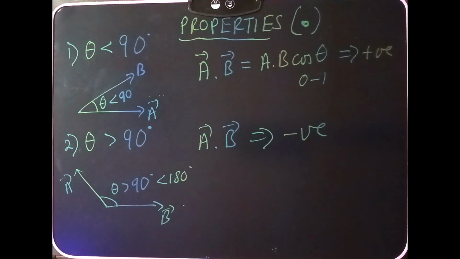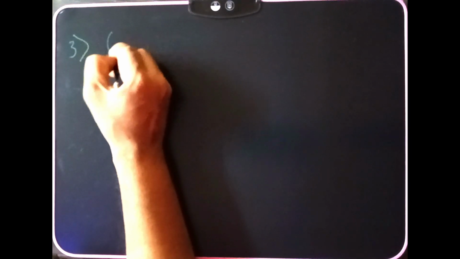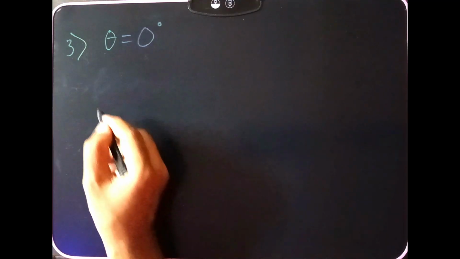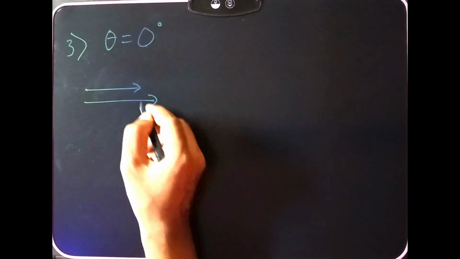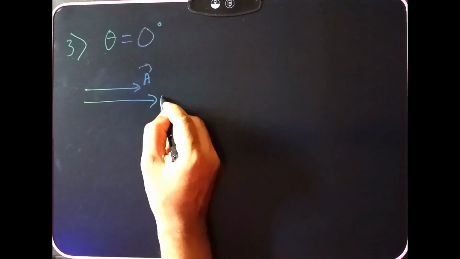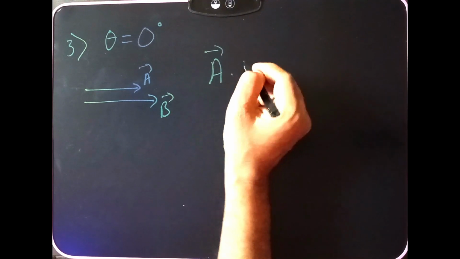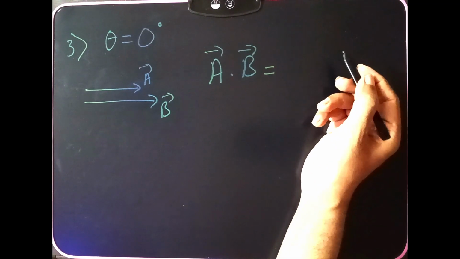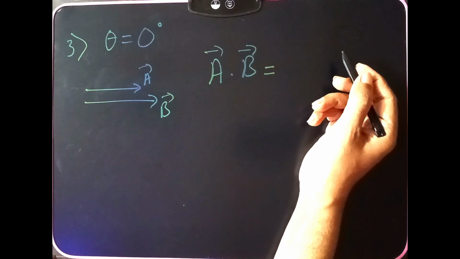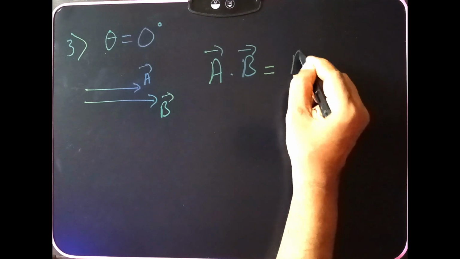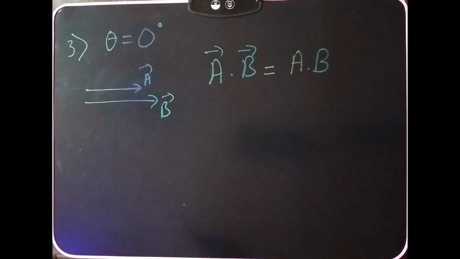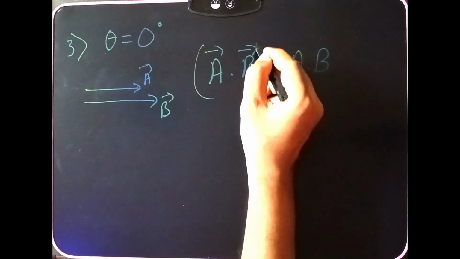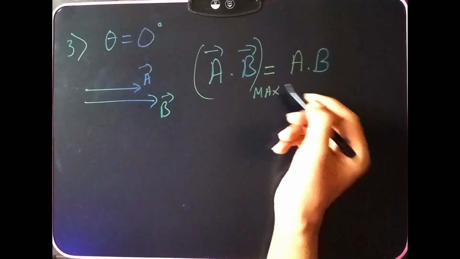So third case, I'll wipe this out. Let us take the third case. Third case is when theta is equal to 0 degrees. That time what will happen? Both will be parallel. This is A, this is B. So dot product A dot B will become equal to AB cos of 0, and cos of 0 is 1, so it will become equal to AB, right? That means A dot B will be max when theta is 0.